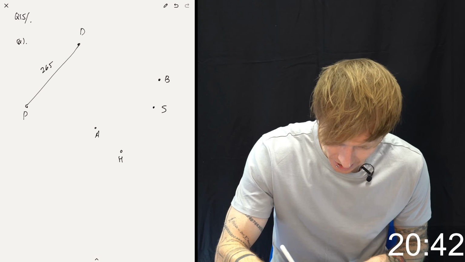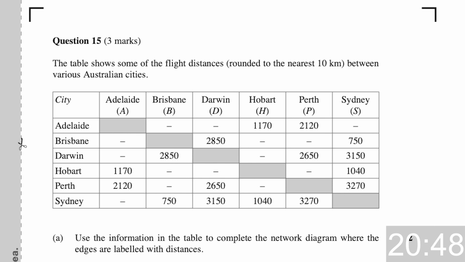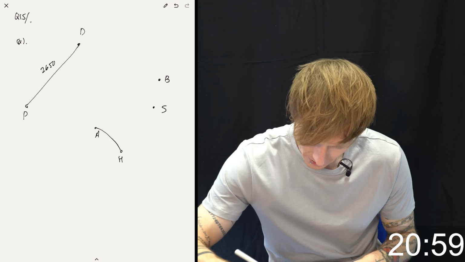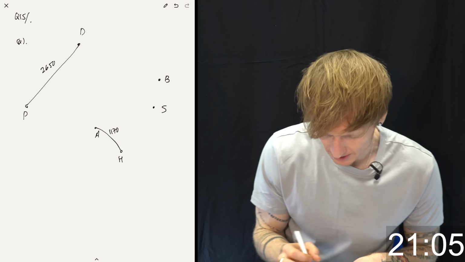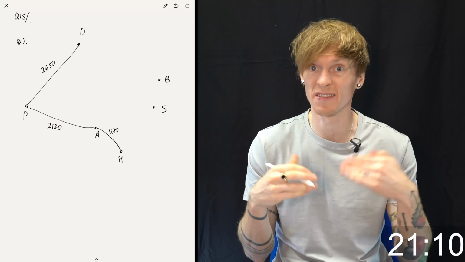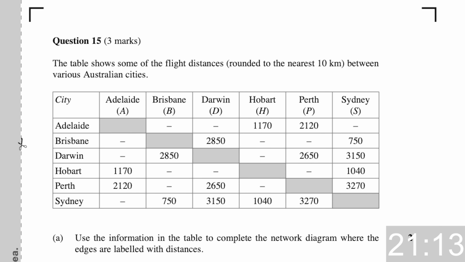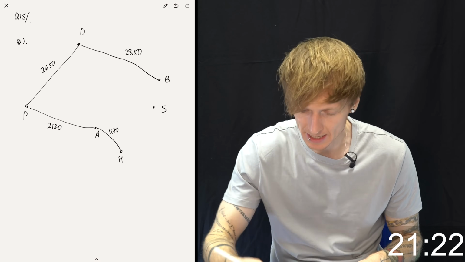So it wants me to connect when you can fly between them, right? Because you can't fly between all of them. So Adelaide to Brisbane isn't possible. Adelaide to Darwin isn't. Adelaide to Hobart is 1170. And Adelaide to Perth is 2120. I'm just going down the first column. Brisbane to Darwin is 2850, so that's that one. And then Brisbane to Sydney is 750.